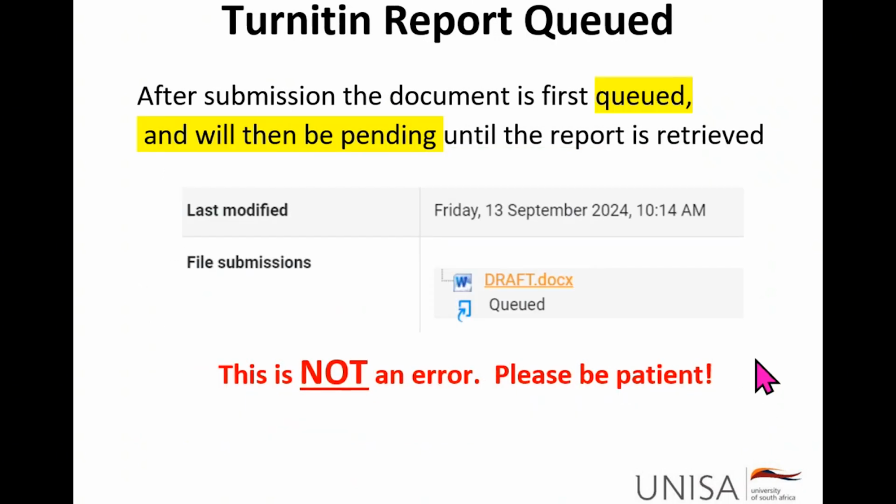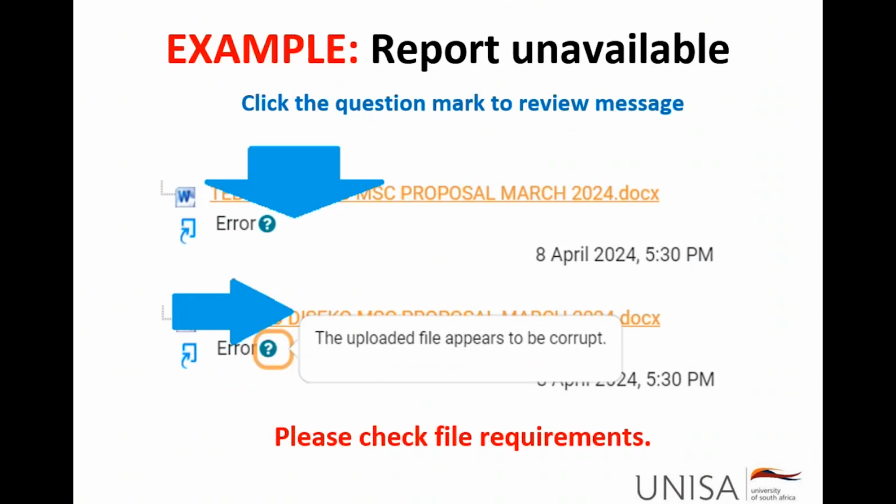Okay. When your document was sent to Turnitin, it will show queued. So my UNISA will show you where in the process your submission is. If it says queued, please be patient. This is not an error. This is the process. It is queued, and within 48 hours, it will give you a report. Okay, so this is not an error. It simply says where it is in the process.